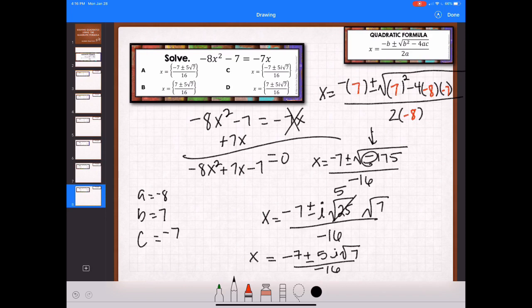And again, I don't want to have this negative down here, so I'm going to divide by negative 1. And so that's going to give me 7 plus or minus 5i radical 7 over positive 16. So my final answer, 7 plus or minus 5i radical 7 over 16, is D.